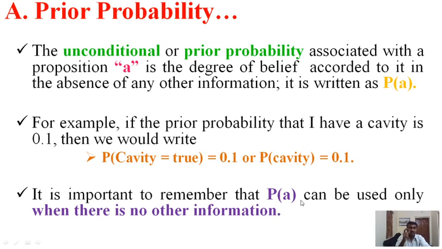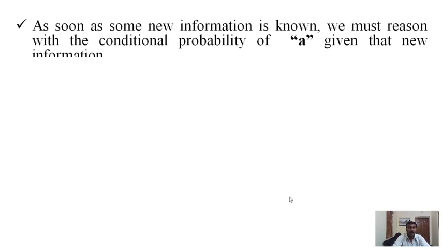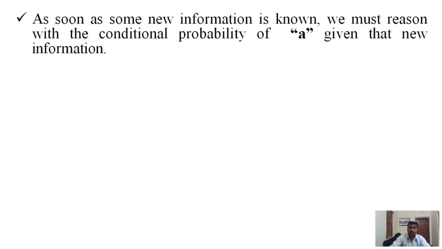So we want to remember this point. When we want to use the prior probability value, that means the unconditional value, it means there is no other information. In such a situation only, we want to use this type of prior probability or unconditional probability value, nothing but P of A. As soon as some new information is known, we must reason with the conditional probability of A, given the new information. If there is no information, there only we can use P of A.